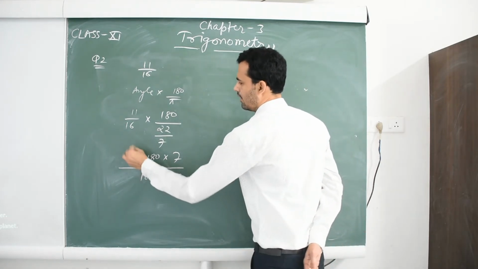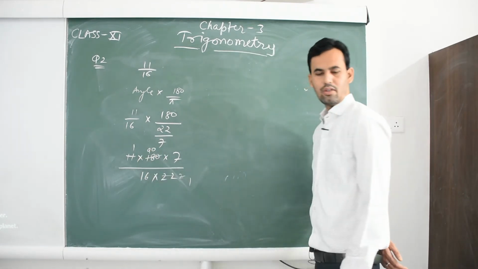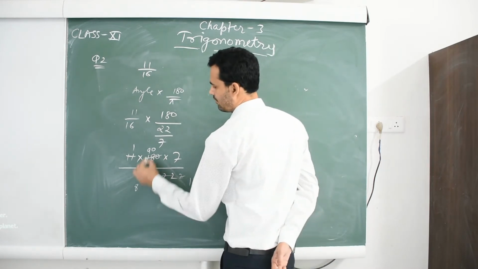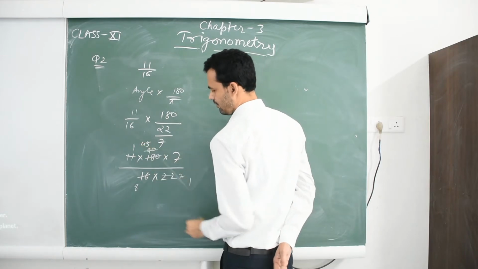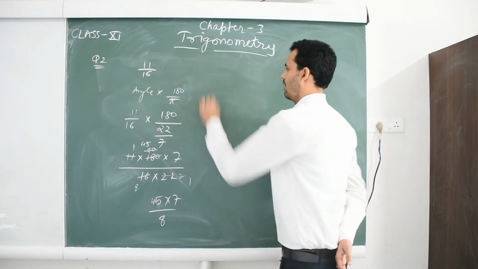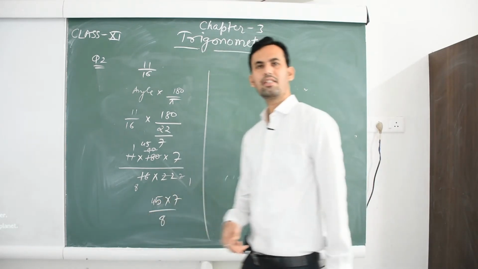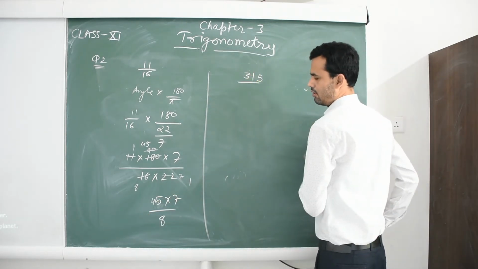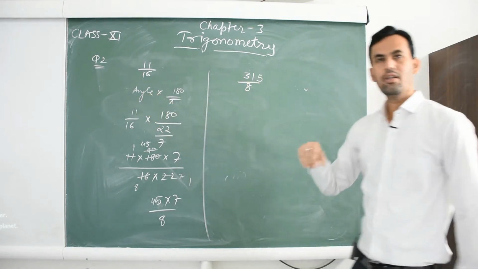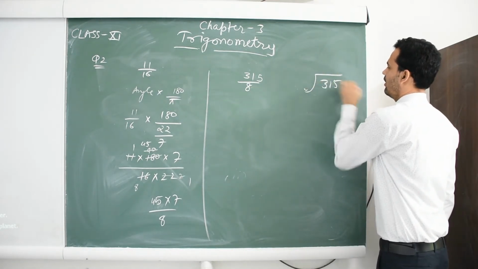11 twos are 22, 11 ones are 1, 2 ones are 2. So 90, and also this is 8 and 45. So 45 into 7 upon 8. 7 fives are 35, carry 3, 7 fours are 28 plus 3, 31, so 315 upon 8. This is the value of the angle in degrees. Now we change it into degrees and minutes. How? We divide it.